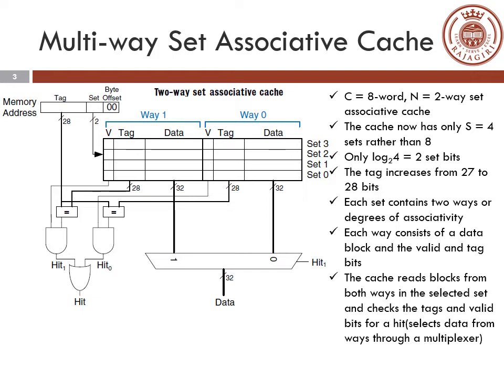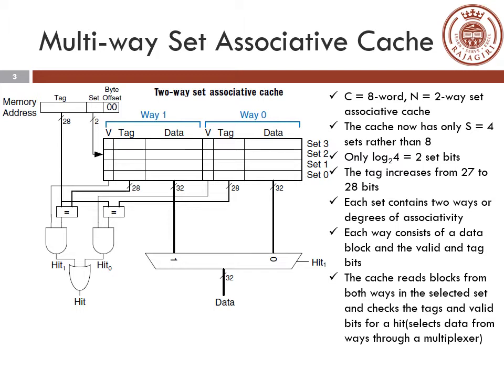Now in this example, in a particular set, if you take set 0 or any set, you are going to have 2 blocks. So there are 2 ways. It has 2 ways: either the data can be loaded in way 0 or in way 1. In this method there are 2 ways.